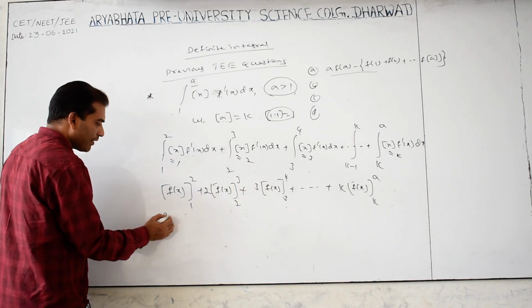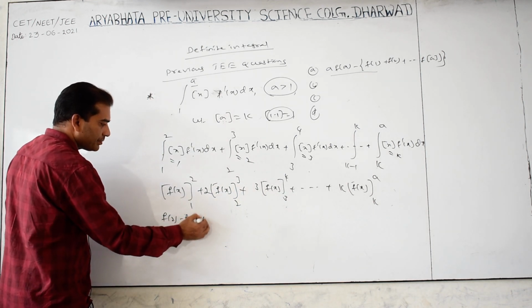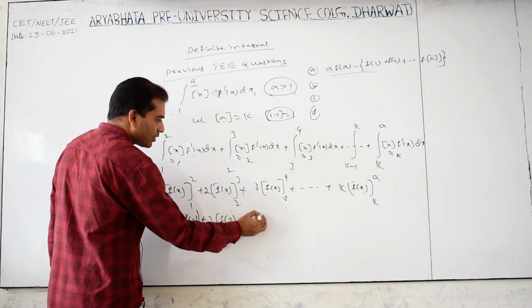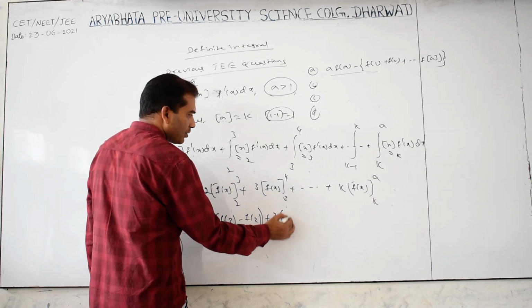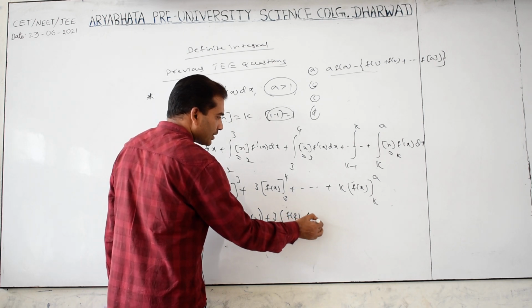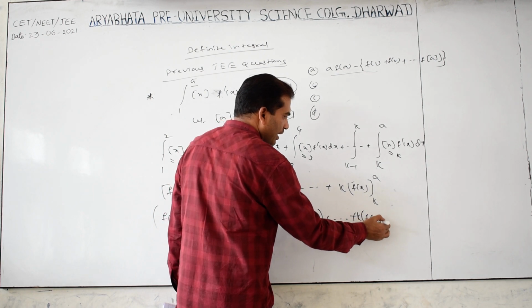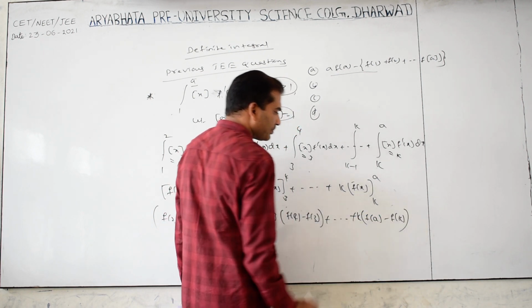Apply the limits: f of 2 minus f of 1, plus 2 into f of 3 minus f of 2, plus 3 into f of 4 minus f of 3, plus so on, up to f of k into f of a minus f of k.